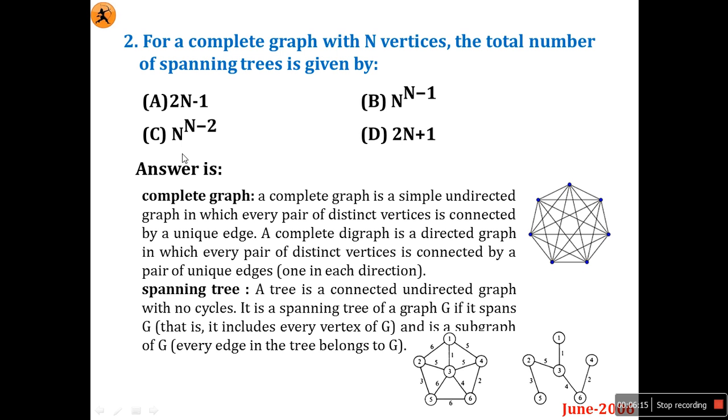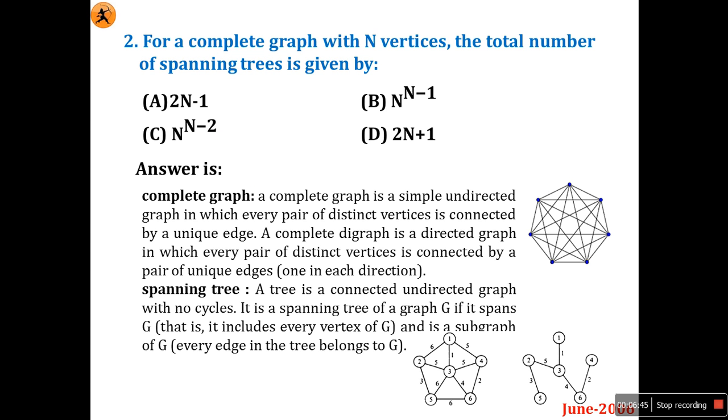That is n raised to n minus 2 spanning trees it generates, if it is a complete graph. But does it hold good for all other graphs, like the Petersen graph or a regular graph? No, this formula holds good only for complete graphs. For all other graphs, it is still an open problem. You take any graph, there is no standard formula; it is still an open problem.